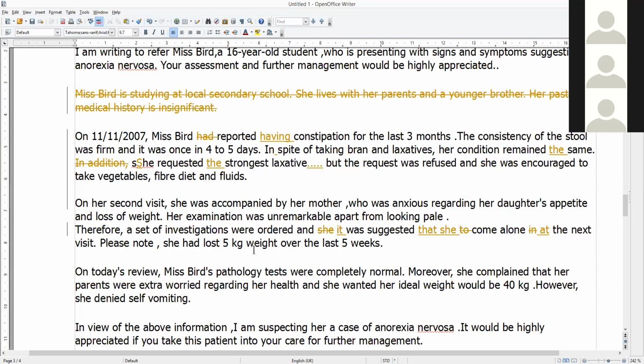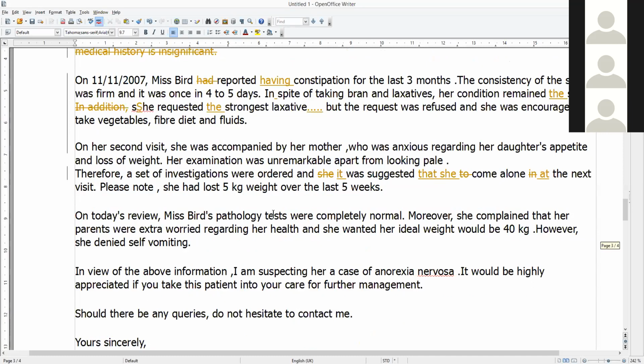So please note she had lost weight over the last 5 weeks. Okay. Today's review, completely normal. She complained that her parents were extra worried, concerned with her health, and she wanted her ideal weight to be. Well, she stated her ideal weight would be, or she wanted her ideal weight to be, not would be. However, she denied self-vomiting.